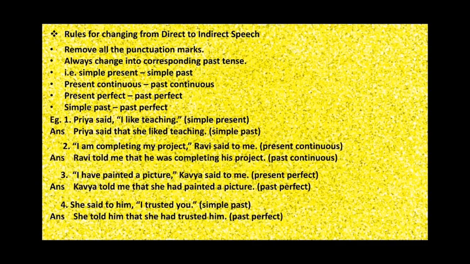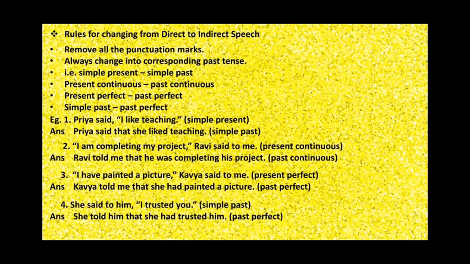Second sentence, "I am completing my project," Ravi said to me. This is in the present continuous tense. So the answer is Ravi told me that he was completing his project. So you can see the present continuous is converted into the past continuous, was completing, in the indirect speech.